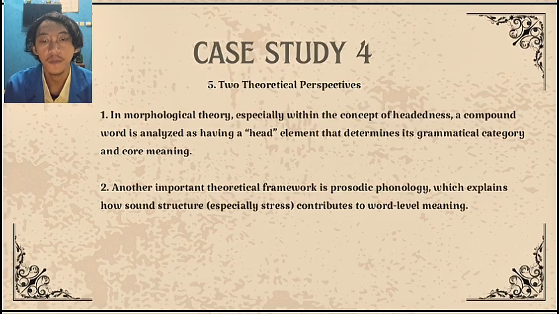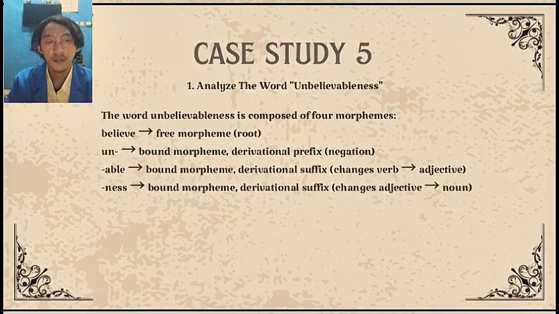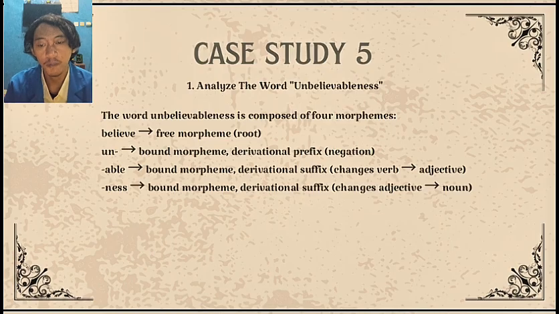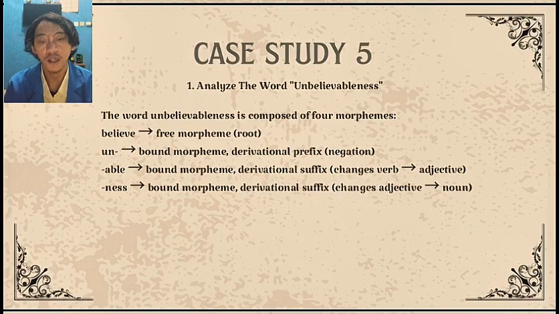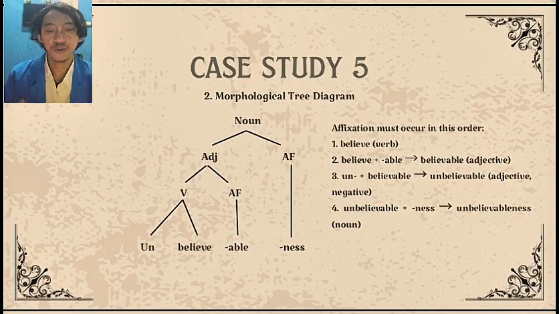Case study 5, number 1. Analyze the word unbelievableness. The word unbelievableness is composed of four morphemes. Believe is a free morpheme. Un- is a bound morpheme, a derivational prefix. -Able is a bound morpheme and a derivational suffix. And -ness is a bound morpheme and a derivational suffix. Number 2, morphological tree diagram.